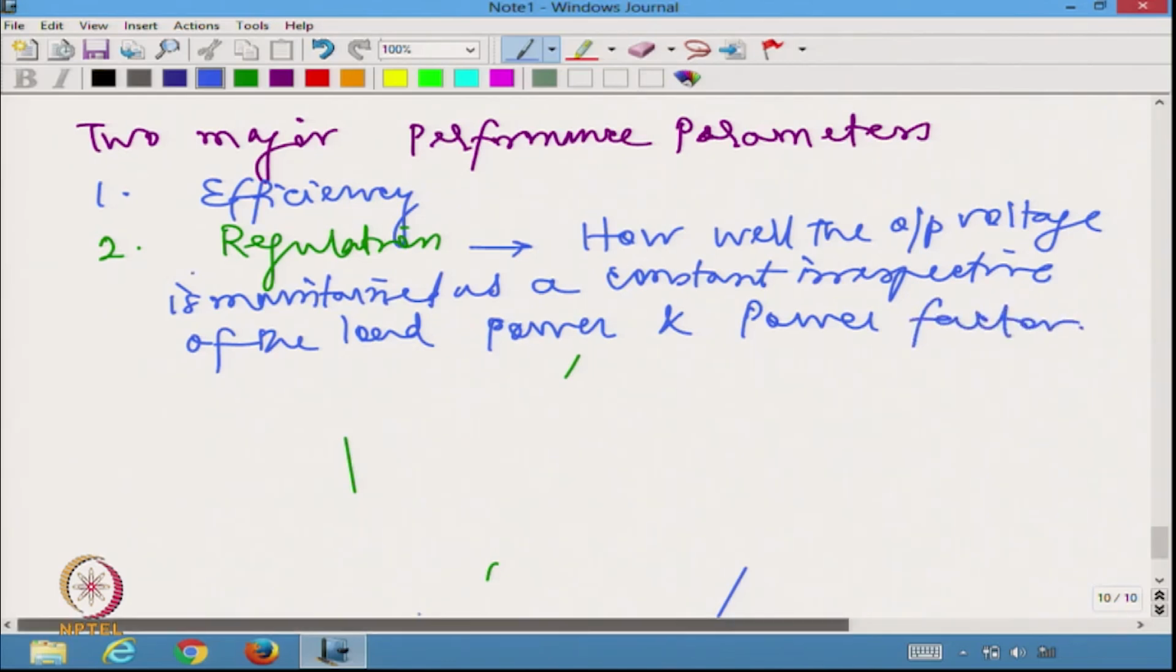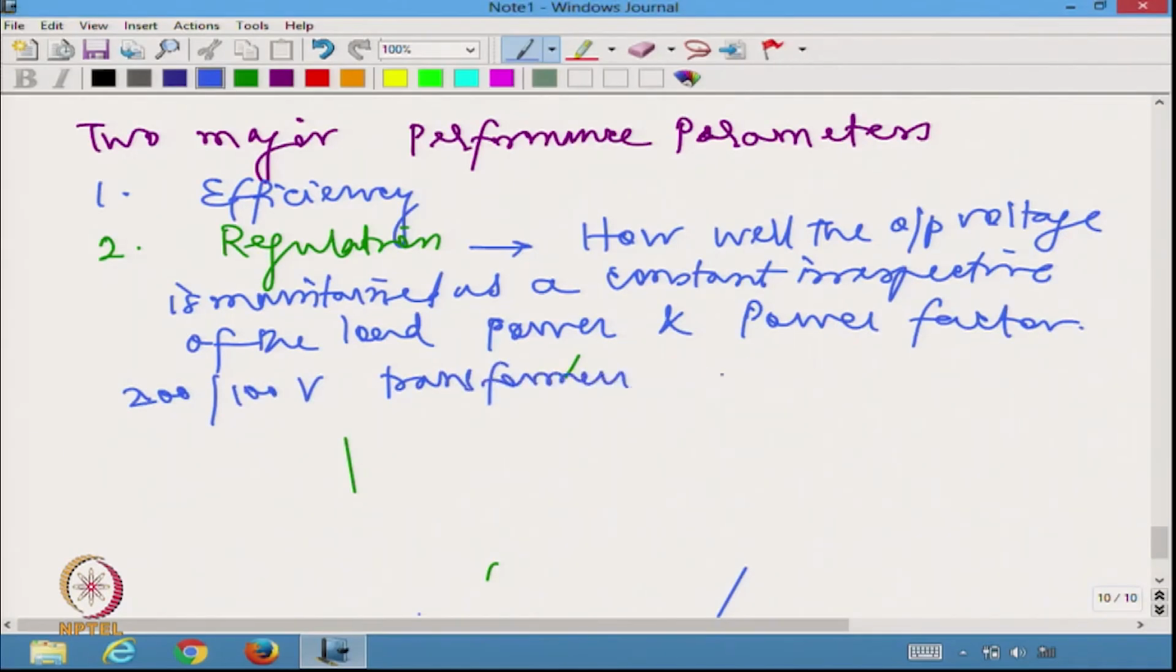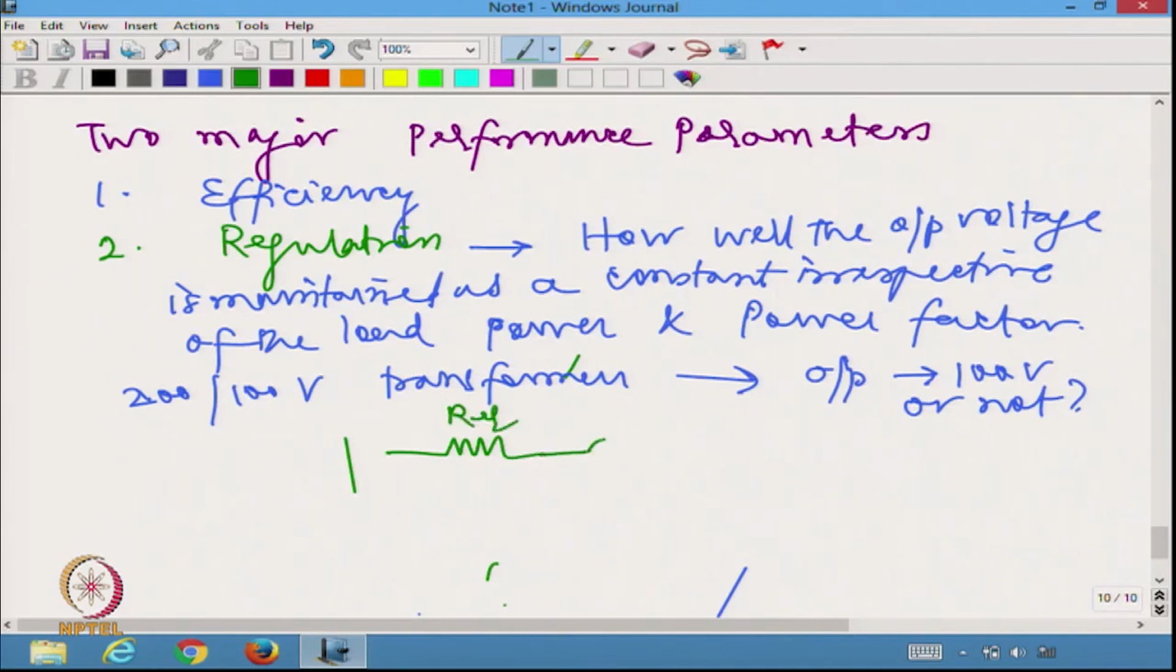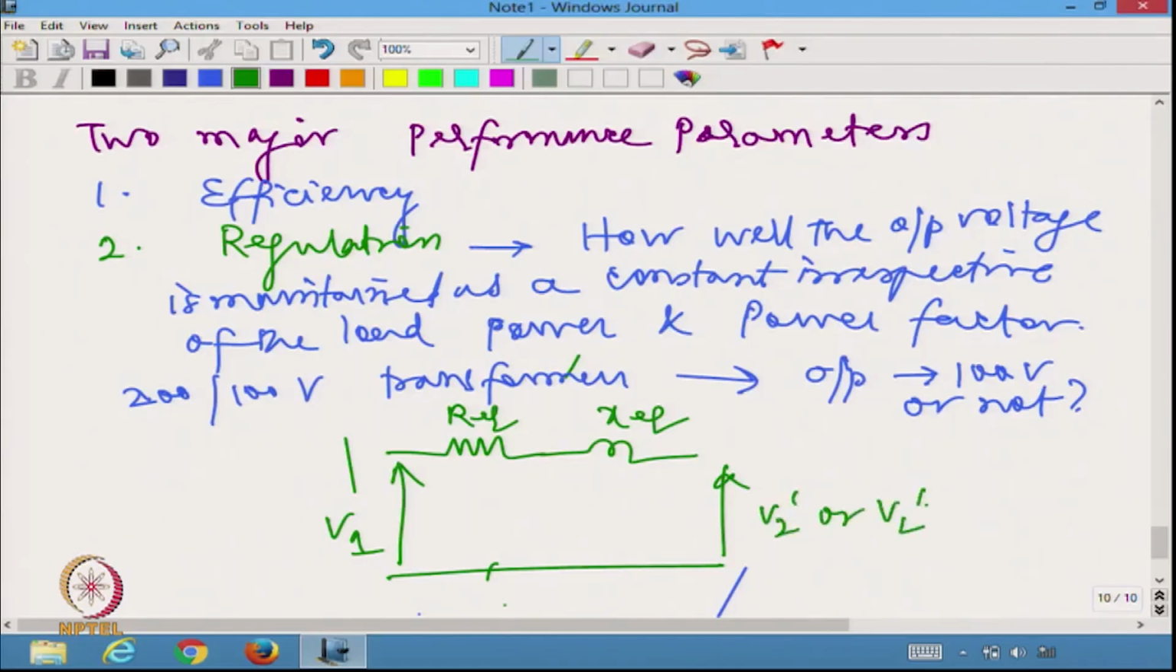What we mean is, if I apply, let us say it is a 200 by 100 volts transformer, if I apply 200 volts, irrespective of the load, whether the output voltage will be at 100 volts or not. This is what we mean by talking about efficiency, regulation. So, when we actually look at the transformer equivalent circuit, we have R equivalent, we have X equivalent, we apply V1 here, and what we are getting here is V2 dash or VL dash.